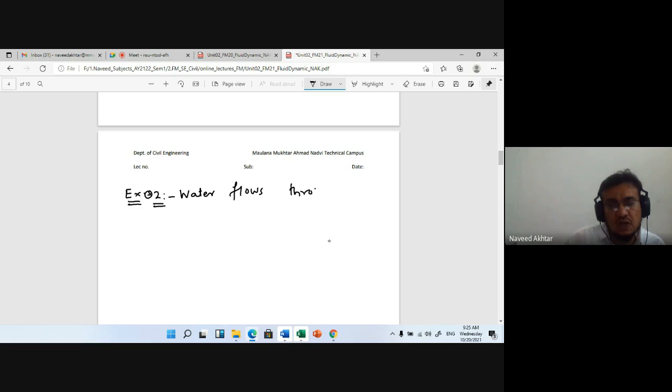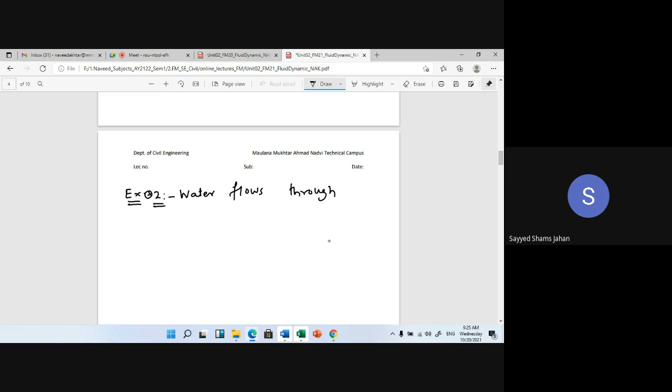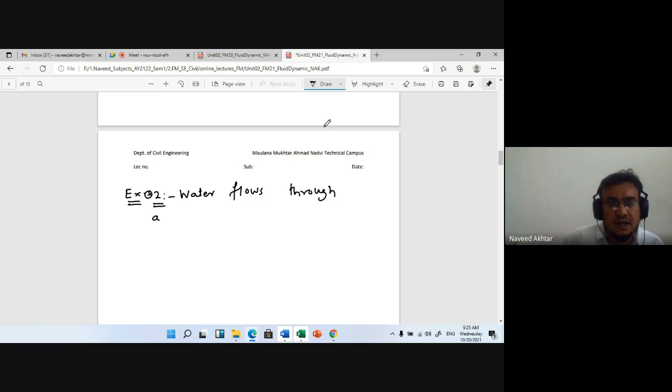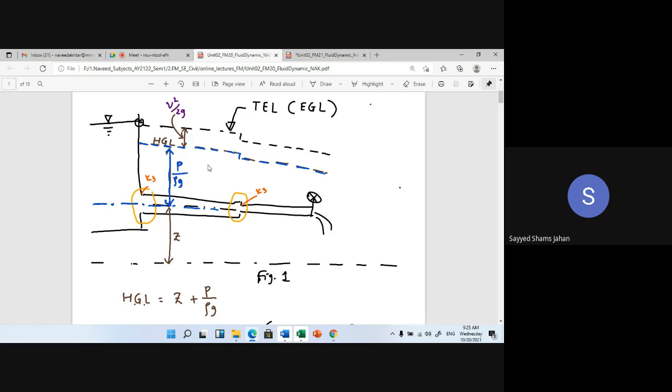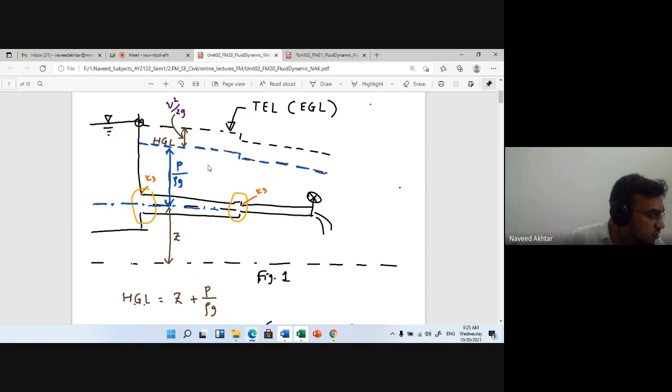Sir, what are ZA and ZB? Datum head. ZA and ZB is the datum head or potential head. That is measured from the datum to the center line of your pipe. This figure in previous class we have drawn already. ZA is the potential head at section A, and ZB is the potential head at section B, if there are different sections of pipes.